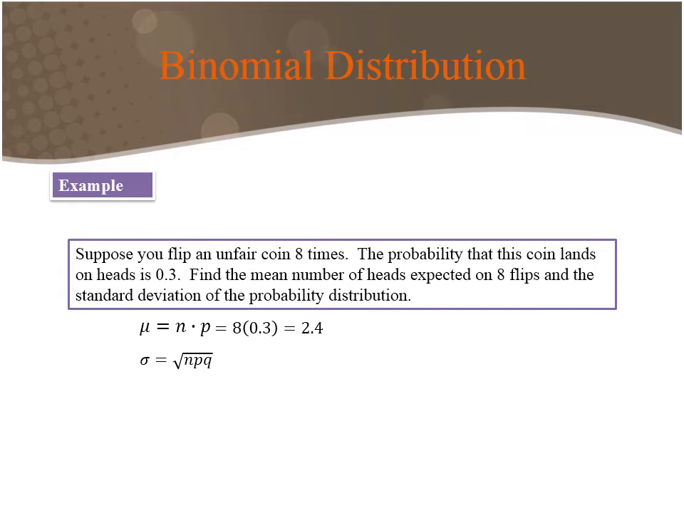Similarly, we can use our shortcut formula for the standard deviation. The square root of n times p times q is the square root of 8 times 0.3 times 0.7, which comes out to be 1.296.